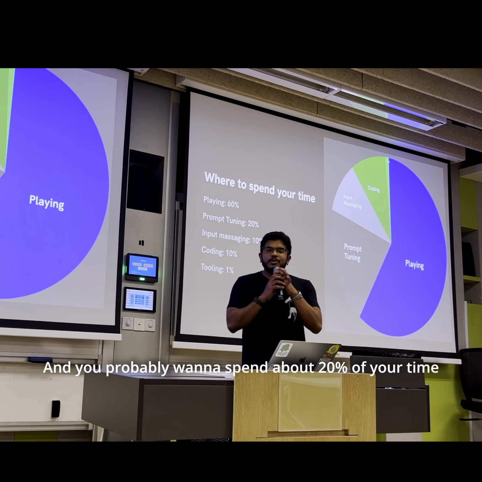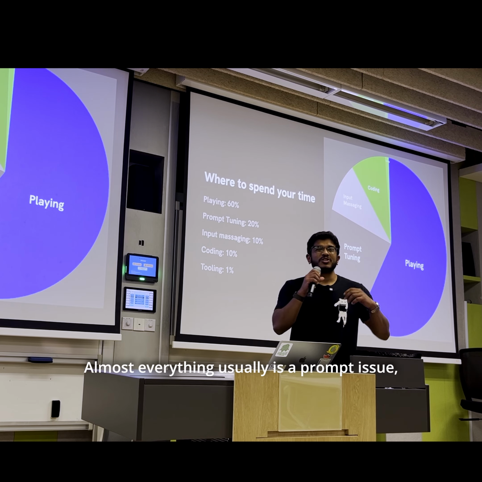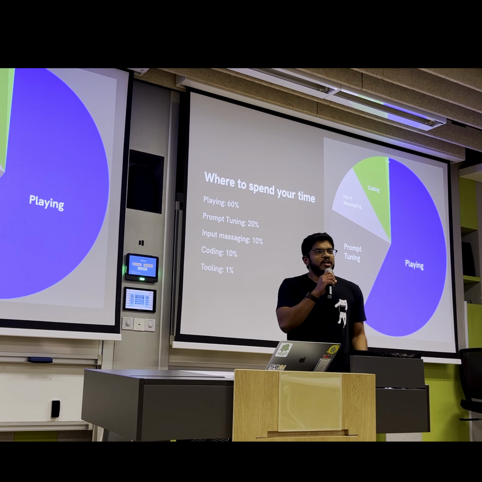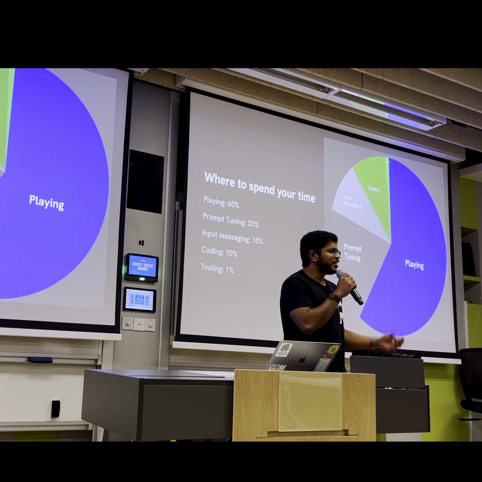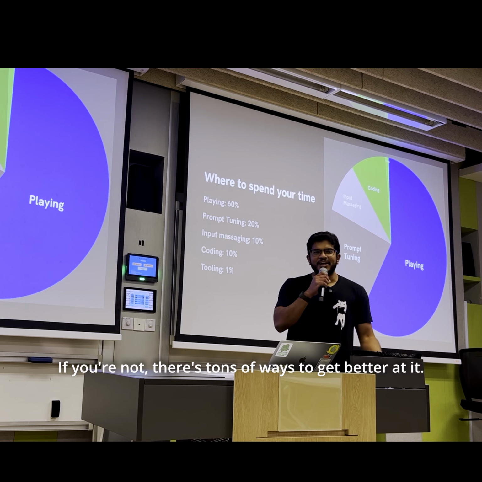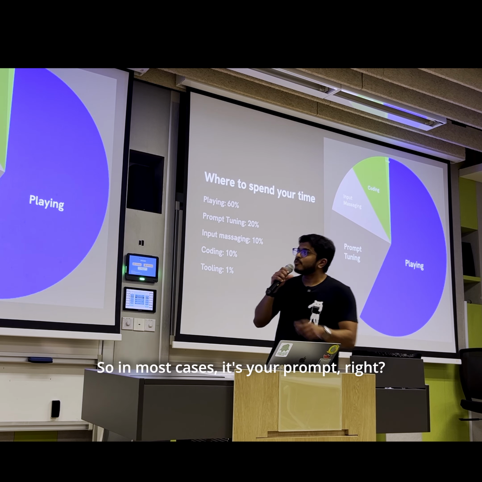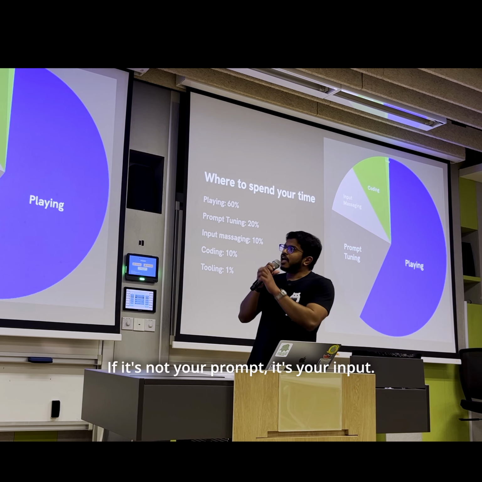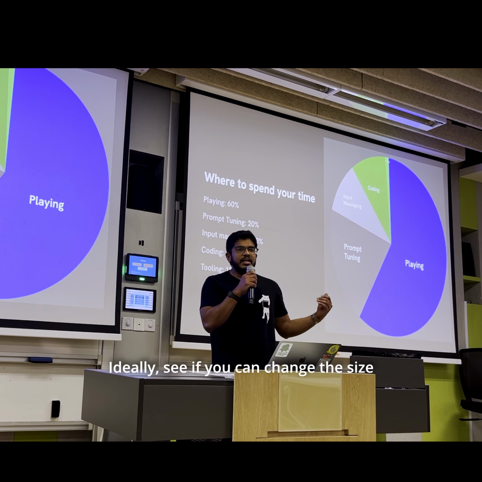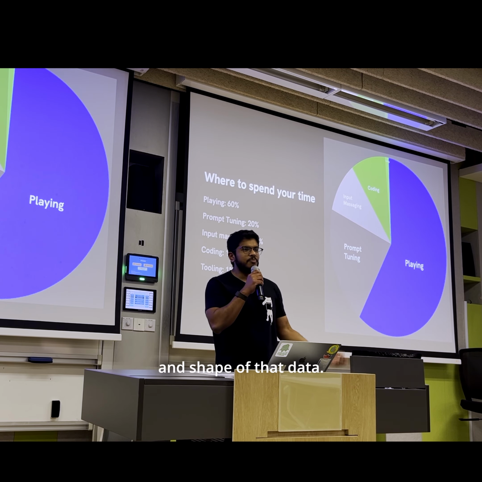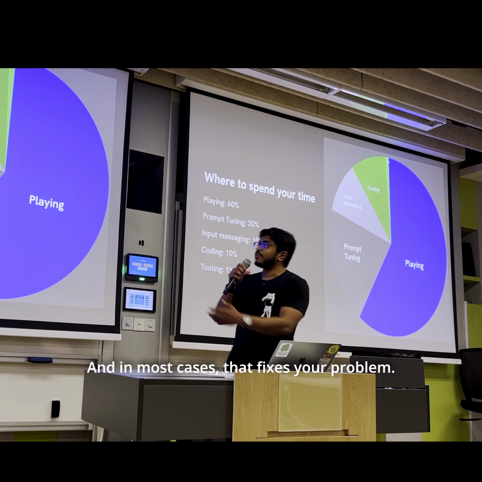And you probably want to spend about 20% of your time tuning the prompts. Almost everything usually is a prompt issue, because I'm presuming that the people you work with and the things you're building, that you guys are good at coding. If you're not, there's tons of ways to get better at it. Computers are really good at coding. So in most cases, it's your prompt, right? If it's not your prompt, it's your input. It's the data you're providing. Ideally, see if you can change the size and shape of that data. And in most cases, that fixes your problem.